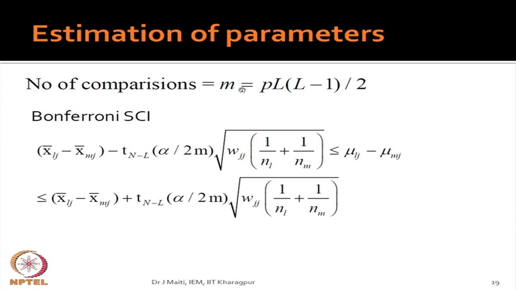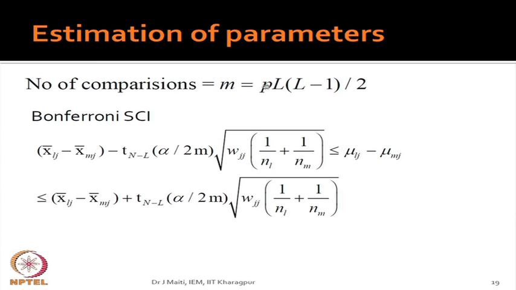Now, how many comparisons are possible from the variable point of view? There are L populations, and you are comparing 2 at a time, then L into L minus 1 by 2 will be the number of comparisons. If there are 3 populations, 3 into 3 minus 1 by 2, that is 3 comparisons. If there are 4 populations, 4 into 4 minus 1 by 2, that is 6 comparisons possible. 6 comparisons possible means 6 mean vector comparisons.